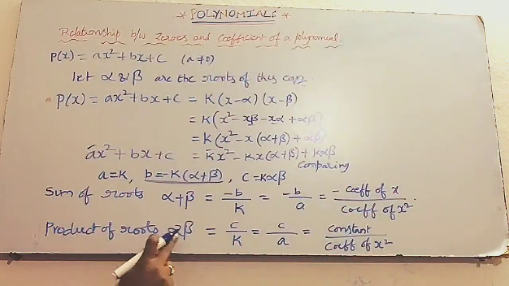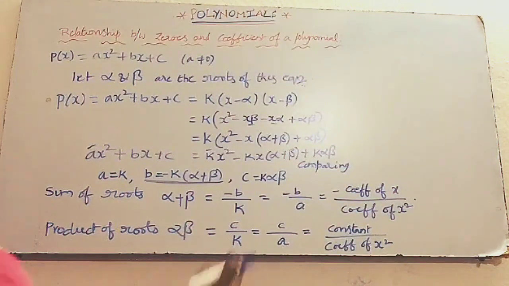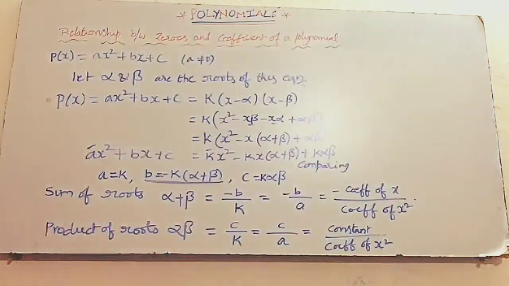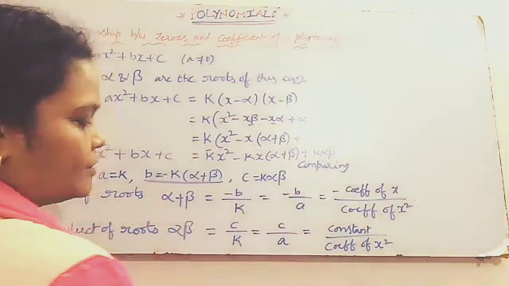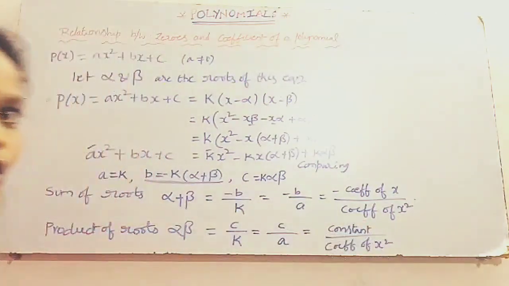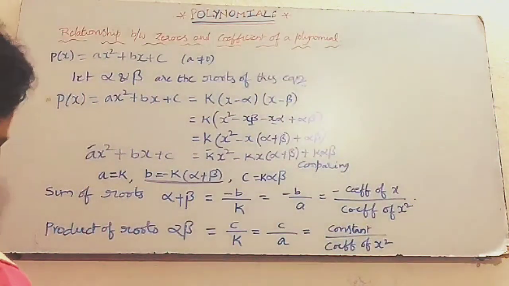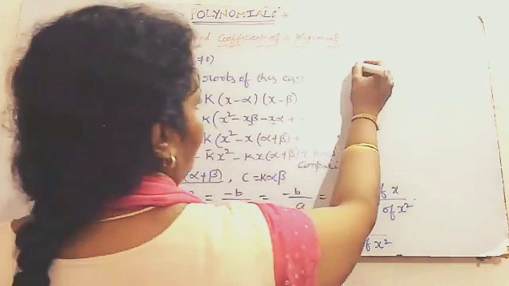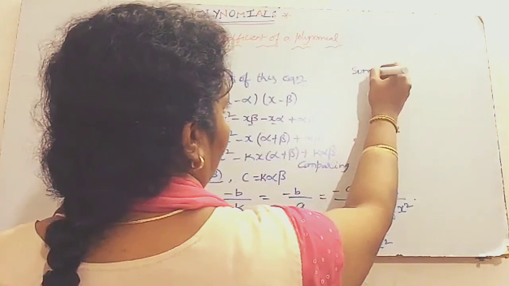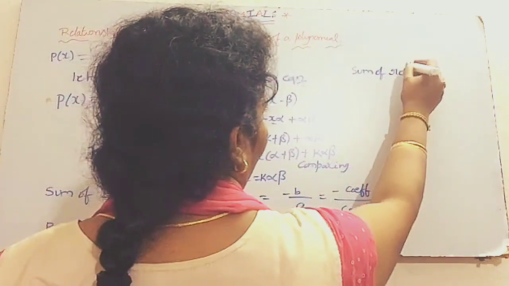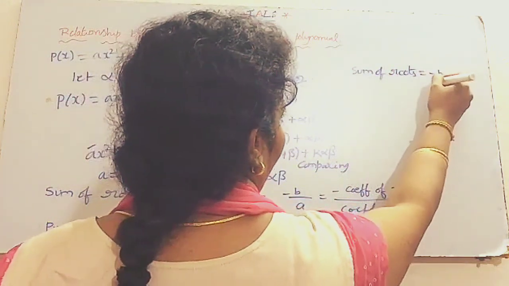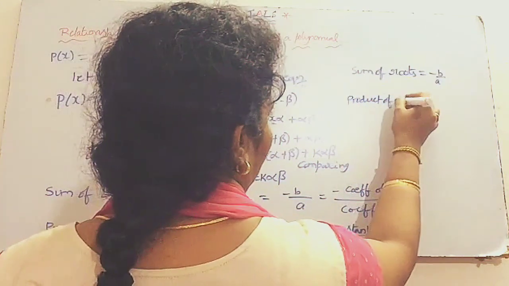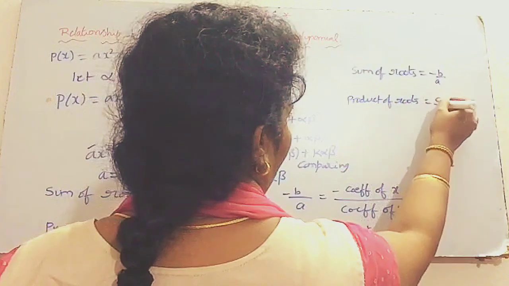And product, that means alpha into beta equal to c by k. That means k means a. So c by a, constant by coefficient of x square. So these both sum of roots and product of roots. Sum of roots equal to minus b by a, and product of roots equal to c by a. Both.